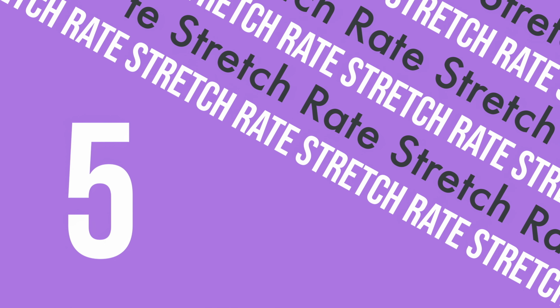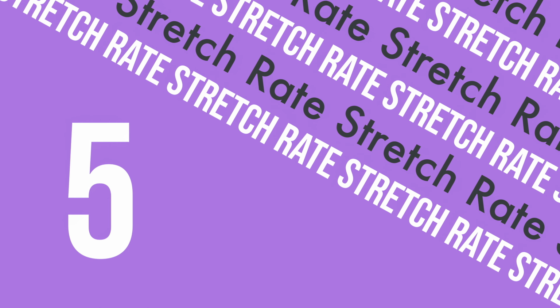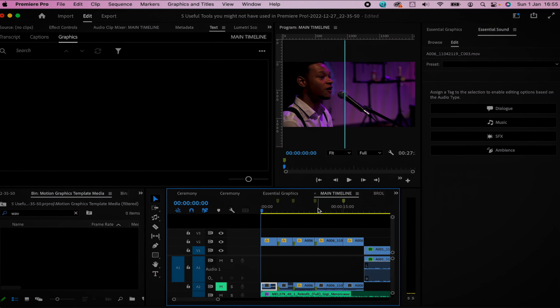So the final tool we've got is the Rate Stretch tool. This is a very simple but again powerful tool that allows you to change the speed of a clip by either stretching it to be slower or compressing it to play quicker. So this is great for creating both slow motion and time-lapse effects. So I've got the same project set up here where we can use this tool.